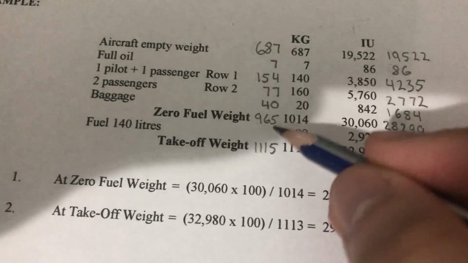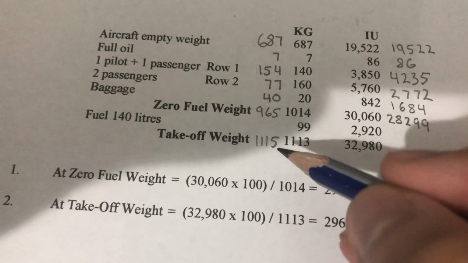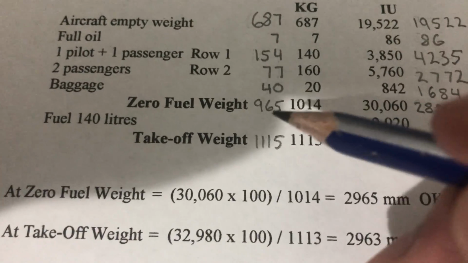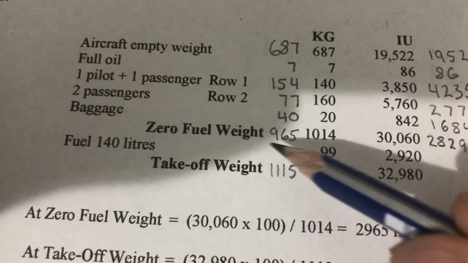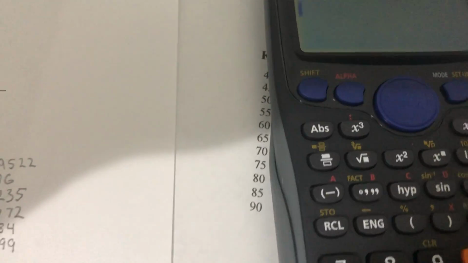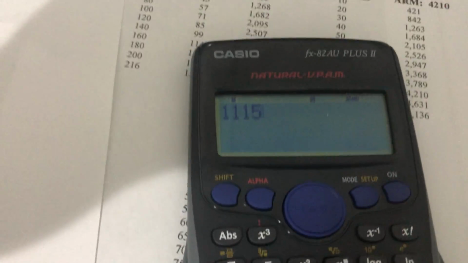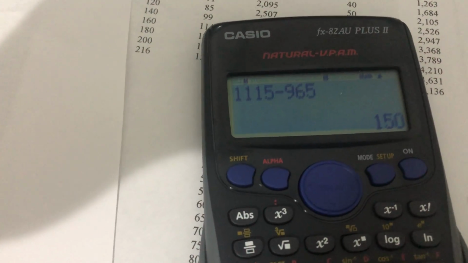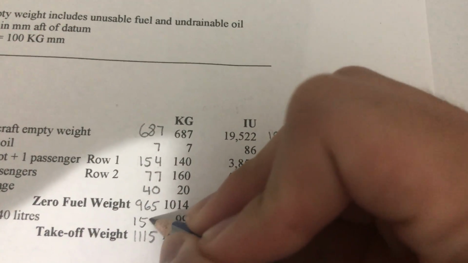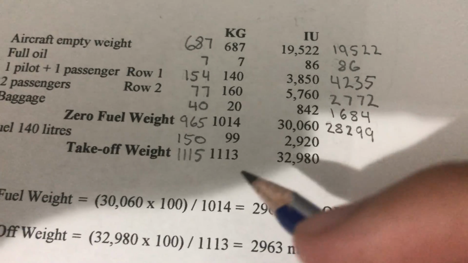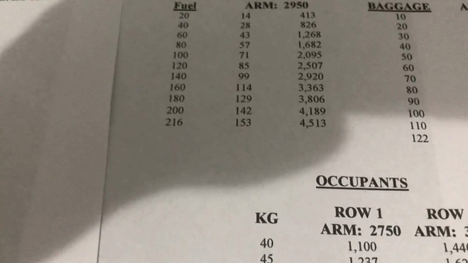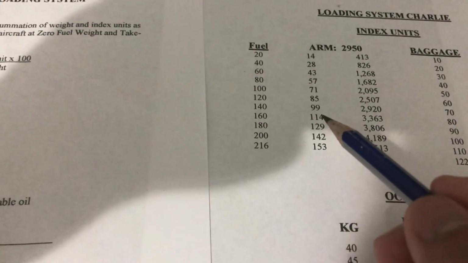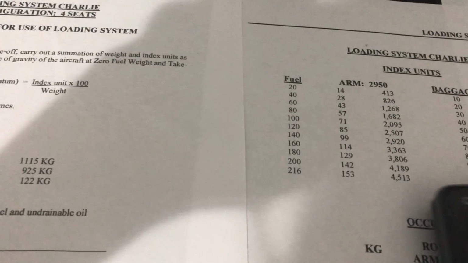I said before that we were taking max fuel, and how we calculate that is just take 1115, because that is the maximum weight that we can take off with here, and subtract 965, and that will give us 150 kilograms of fuel right there. Then we hop back over to this side where we have fuel, and again we don't have 150 kilograms of fuel, so we're just going to have to times it by the arm on the calculator, and that'll give us the index unit.